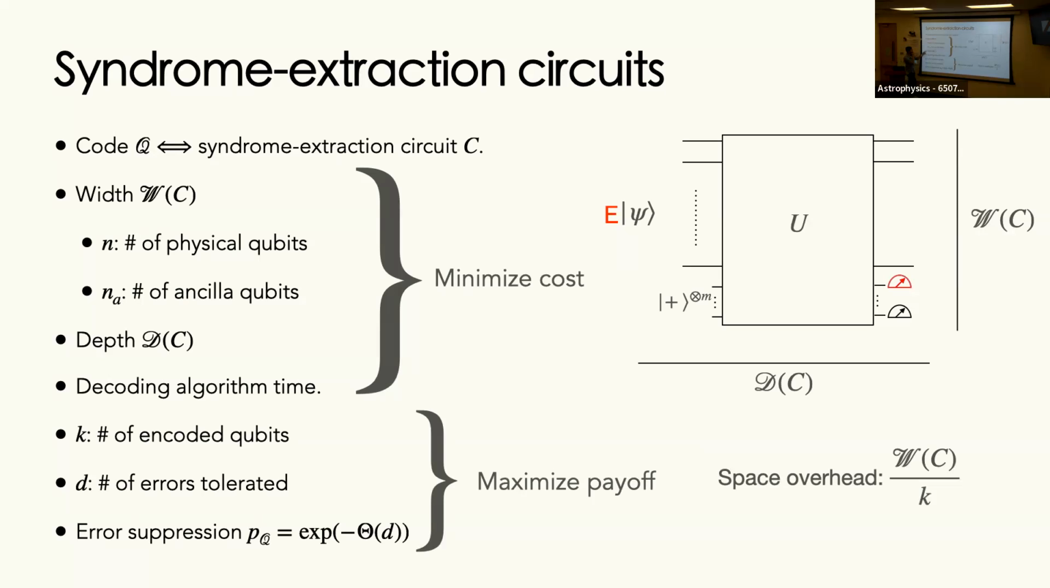And rather than think of these two things separately, an alternative is to use what's called the space overhead. This is the ratio of the width of the circuit to the total number of qubits that you want to simulate in your algorithm. And this has been identified as a bottleneck to scalability. So the thing that we'd like to try and do is minimize the total number of qubits that we're using, or in other words, minimize the space overhead of our circuit.